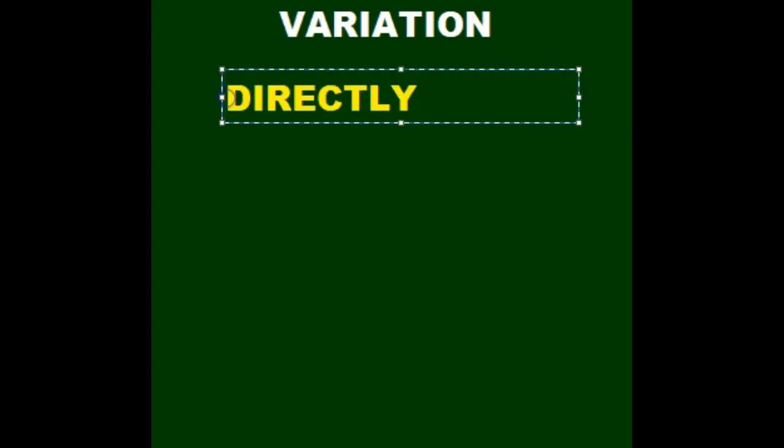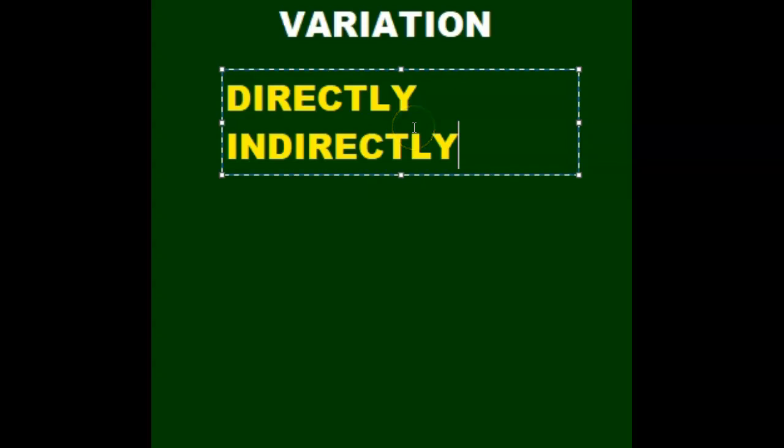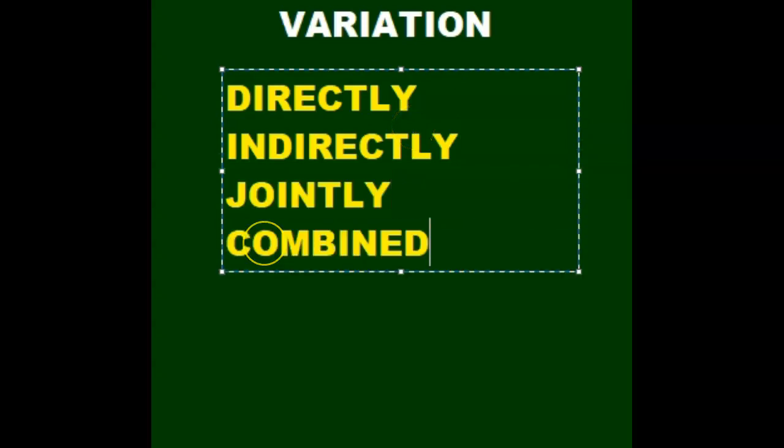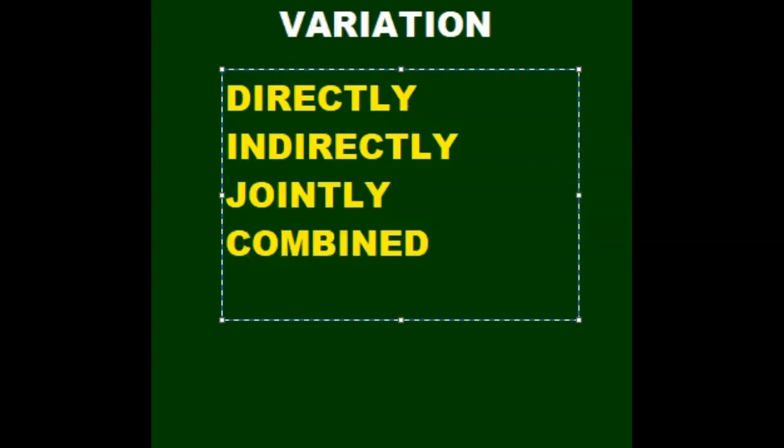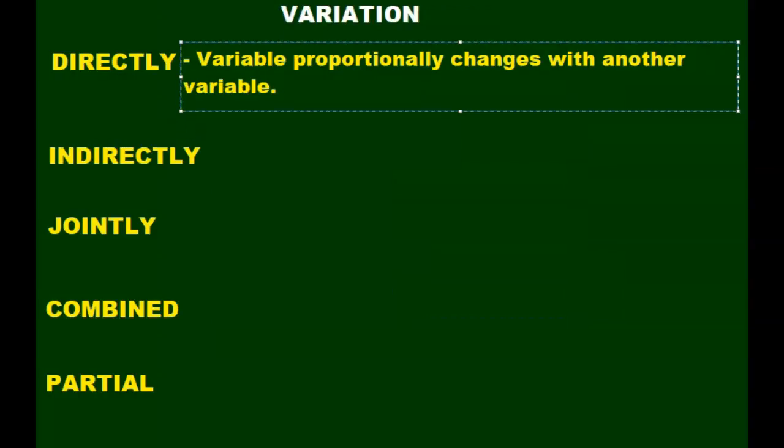Today I want to talk about variation. In algebra, we talk about variation because we want to figure out how two or more variables relate to each other. The words you want to look out for when you see variation problems are directly, indirectly, jointly, combined, and usually in lesser cases, partial variation. So what does this mean exactly?